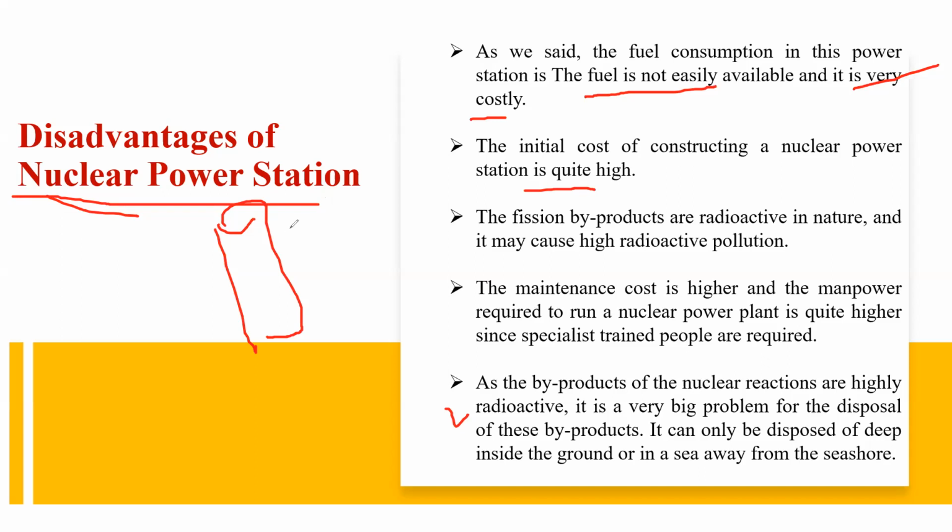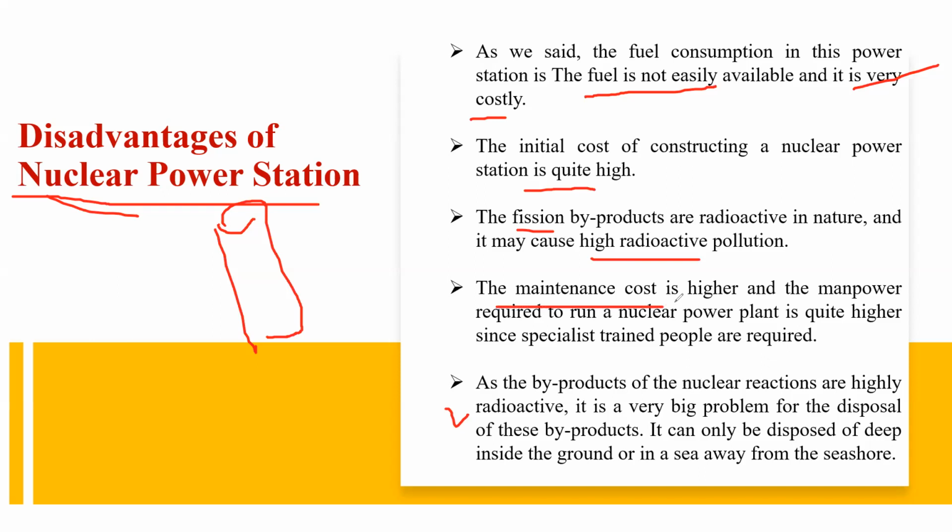That's why its initial cost is very high, because we know that to control these chain reactions, we build a proper nuclear reactor. Also there is a fission process in the nuclear power stations. That's why there may be a chance of radioactive pollution if you do not properly dispose of these elements. Its maintenance cost is also very high.